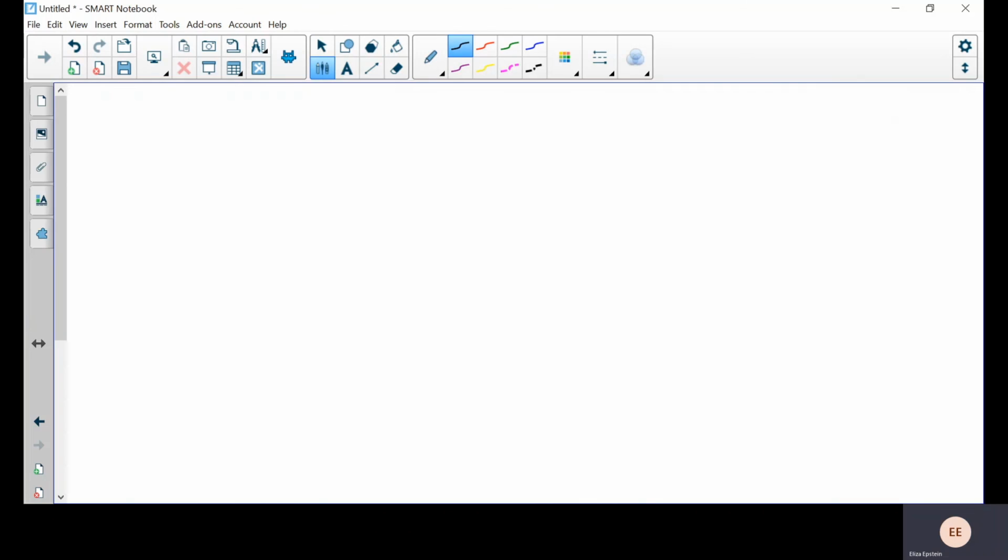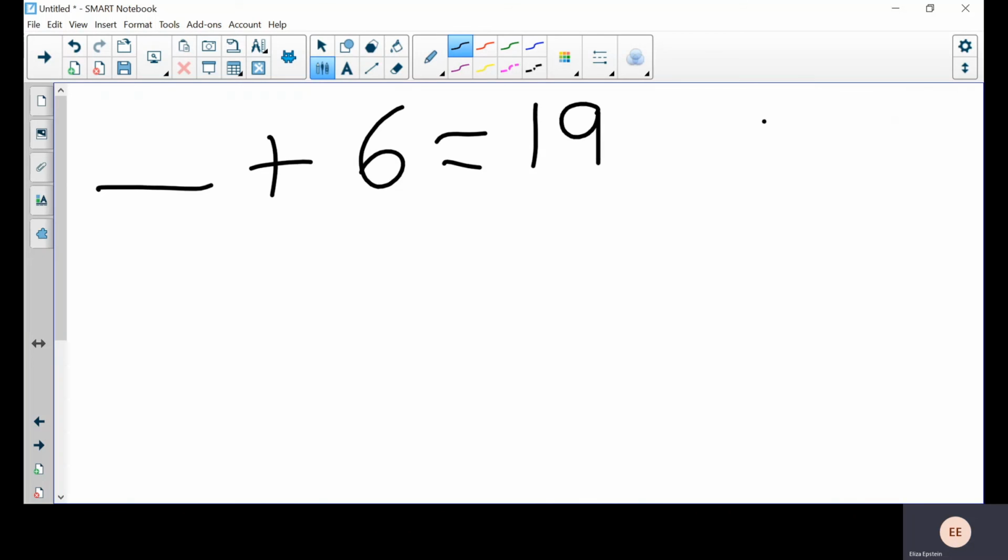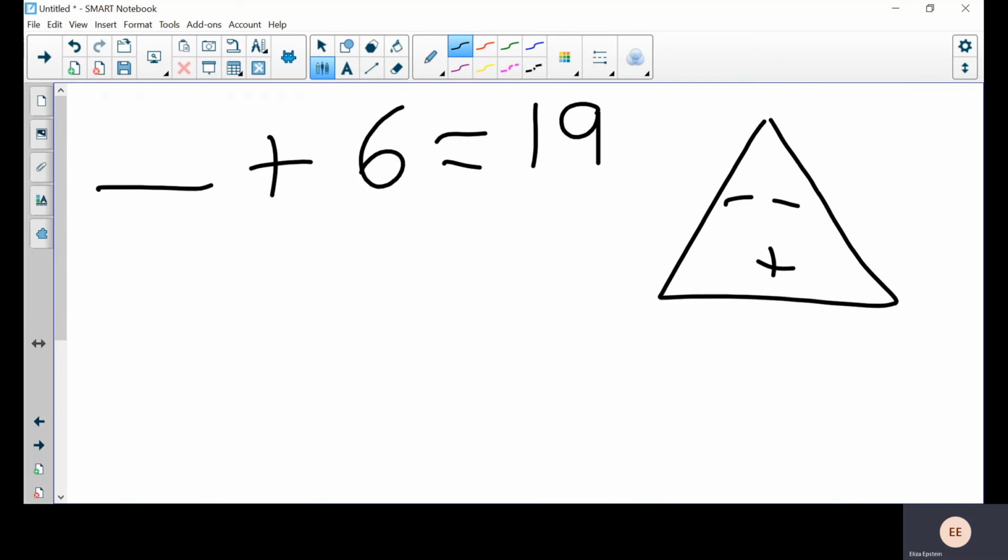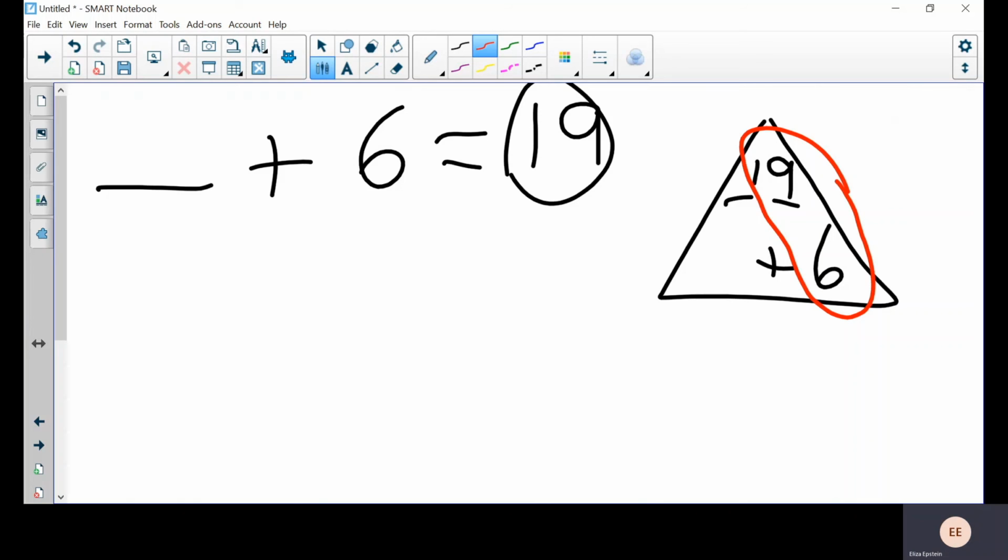Very quickly, if we look at missing numbers, though, blank add 6 equals, say, 19. I draw that triangle. That cross sign always goes at the bottom and those line signs go there. It looks like a little face, really. The big number is 19, so that would go at the top. 6 can go either side, and it gives me a number sentence. 19 take away 6. If I was to do that on a number line, it would give me 13.